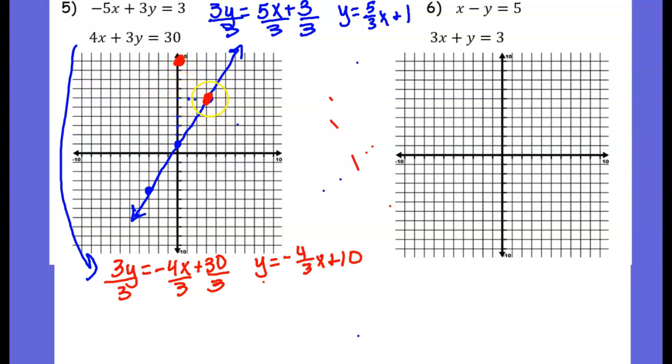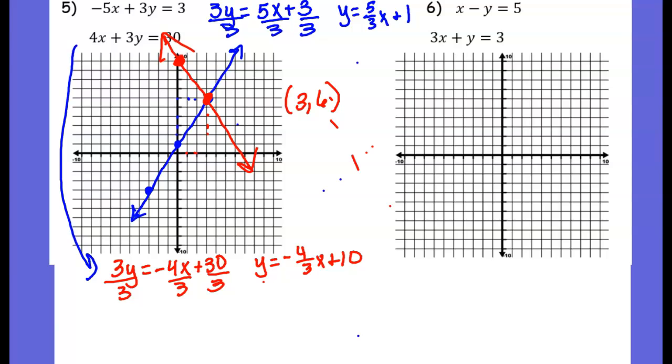I already have my intersecting point, which is going to be at 3. It's going to be, let's see, 1, 2, 3, 1, 2, 3, 4, 5, 6. So it's at 3, 6. Okay, so you got to be careful. All right, we draw a line. So we think it's at 3, 6.